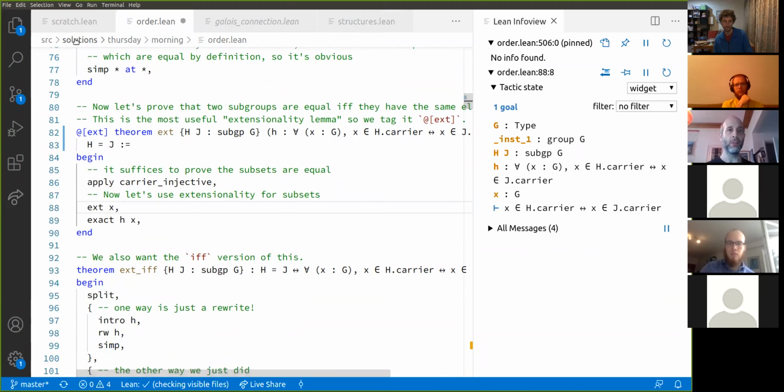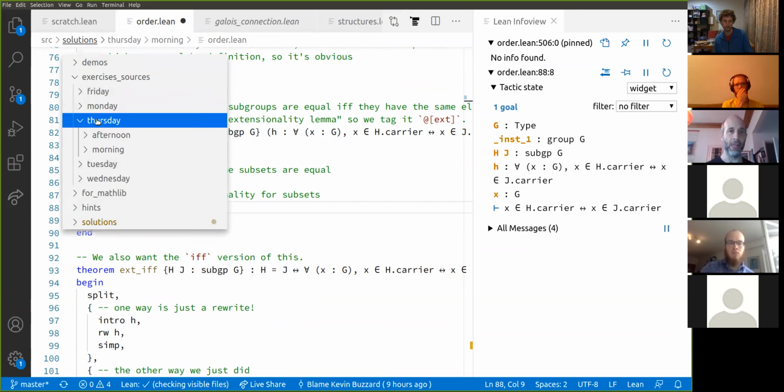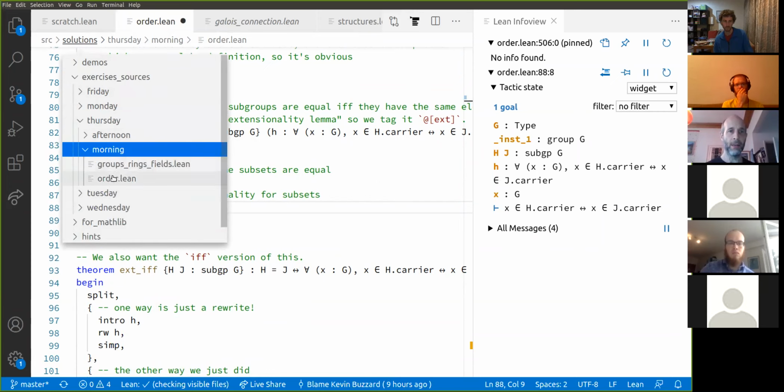I'm also looking at the wrong file. Why don't I look at the exercises file rather than telling you all the answers? There we go.